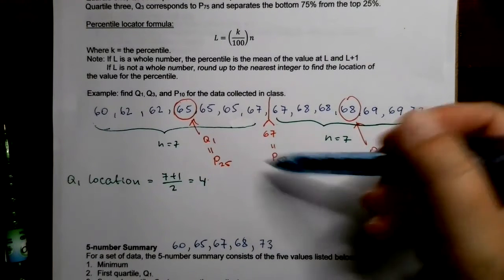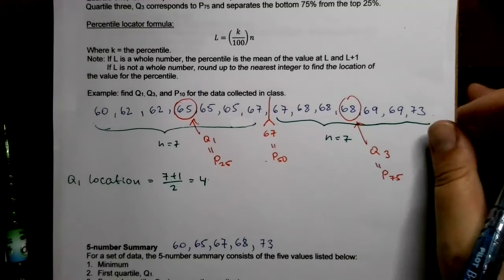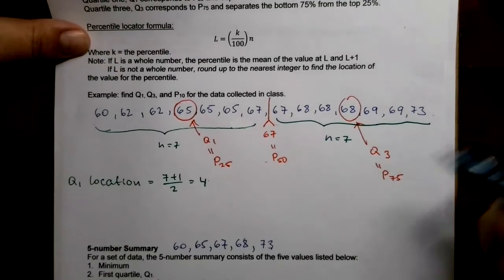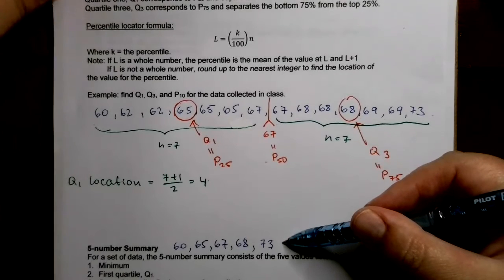So this is just a quick introduction to percentiles, what they are, and we're going to be talking about them in more detail later. But for now, let's use our 5-number summary to construct a box plot.